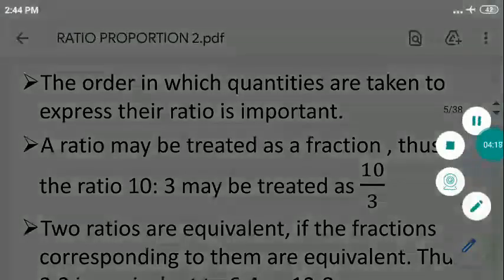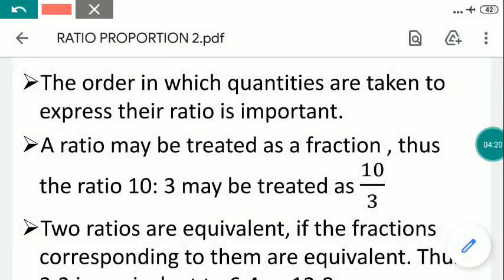Next, the order in which quantities are taken to express their ratio is important. That means the first quantity which is given, write down in the numerator, and the second quantity which is given, write down in the denominator. That means in whichever order the quantities are given. First we have to find the ratio of Isha's father's weight to Isha's weight. So write first Isha's father's weight divided by Isha's weight. In this way the order is important in terms of ratio.